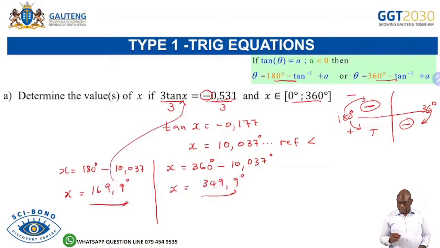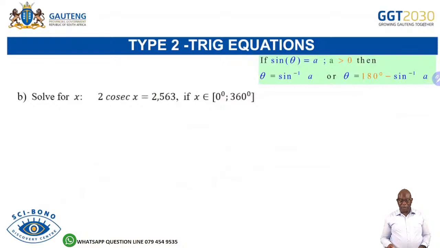Okay. Now the second type is quite an easy one also. It's when you're given the cosec, and on a calculator you don't have a cosec. So what do you do? Change it around to be a sine. You know the cosec, the third letter tells me that it's a sine, so it will be 2 over the sine of x equals 2,563.